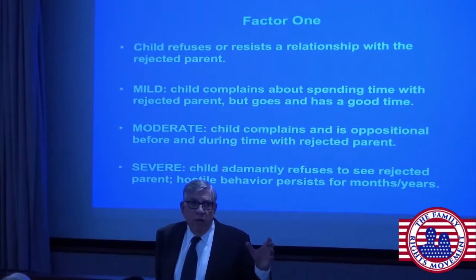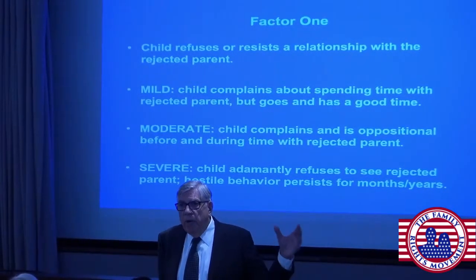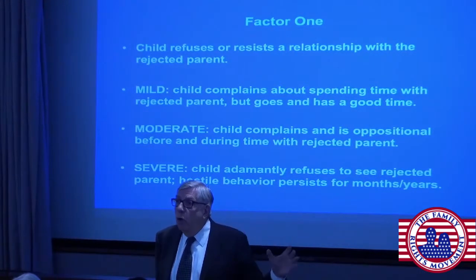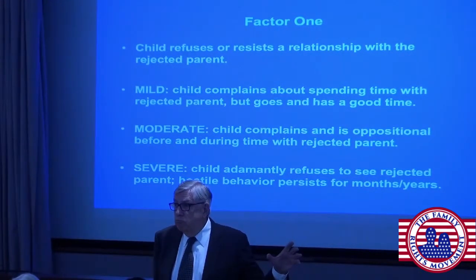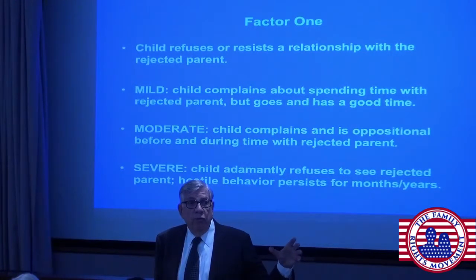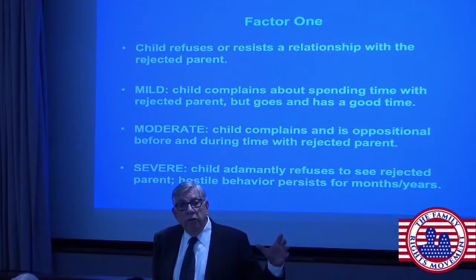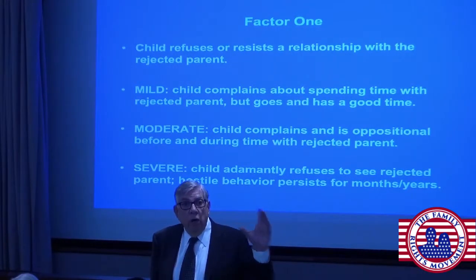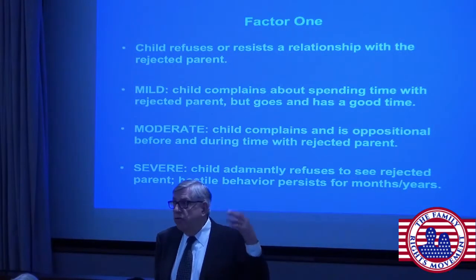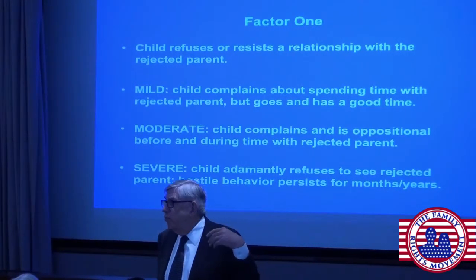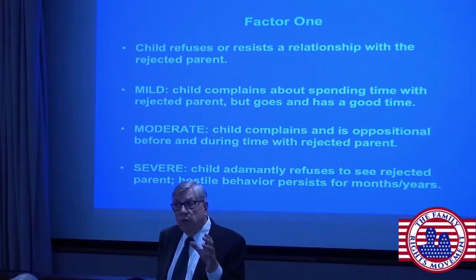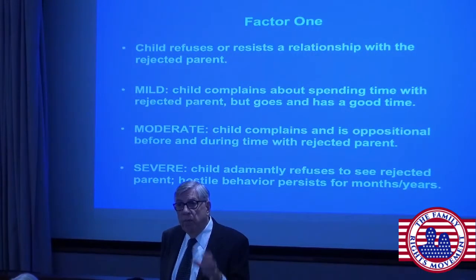Mild is the child says, I don't want to go see the other parent, I hate him or her, but the child goes and does fine. In other words, the resistance is superficial and transitory. Moderate is the child says, I don't want to go see the other parent, I hate him or her, but the child goes but doesn't interact. The child is oppositional, stays in his room, refuses to have meals, and basically avoids a relationship even though the child is physically in the house of the other parent.